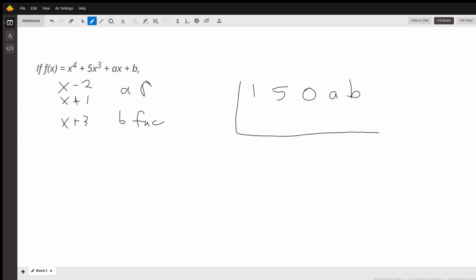Well, if x minus 2 equals 0, x equals 2. So I'm going to put that 2 there, and I'm going to carry the 1 down. 2 times 1 is 2. 5 plus 2 is 7. 2 times 7 is 14. 14 plus 0 is 14. 2 times 14 is 28. 28 plus a is 28 plus a. 2 times 28 plus a is 56 plus 2a.